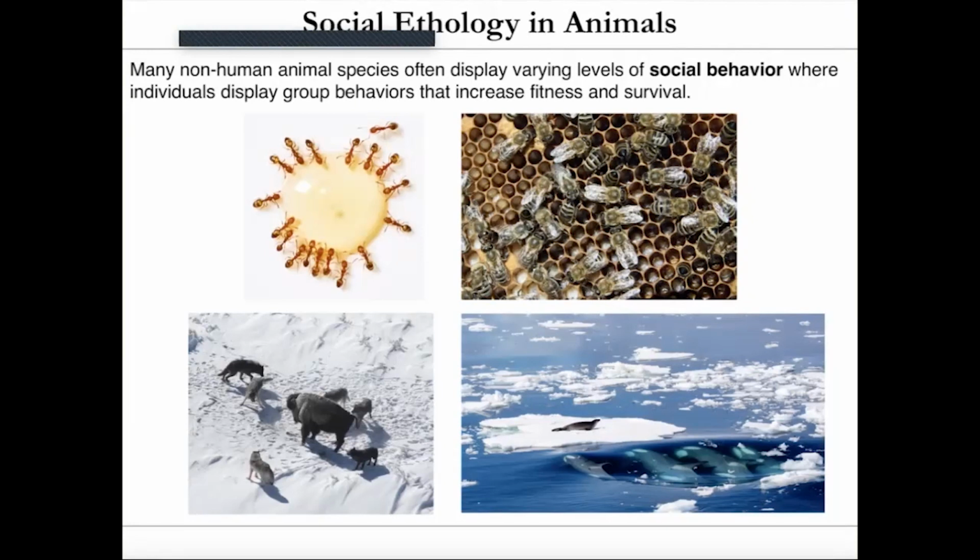And so this behavior, this consideration of the larger population or the larger group, and the modification of your individual behavior based on that, can actually increase the individual's fitness and survival, which is what all of evolution or evolutionary genetics is sort of based on. So ants are a very good example of this.